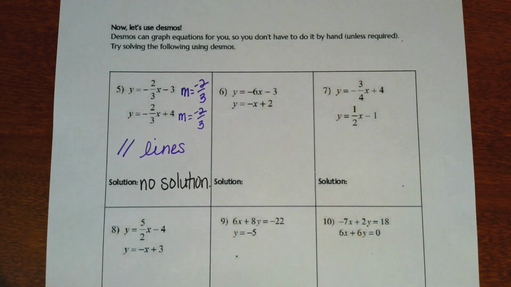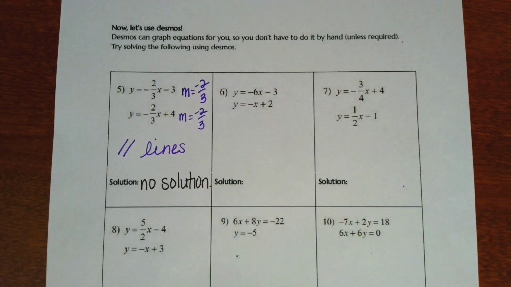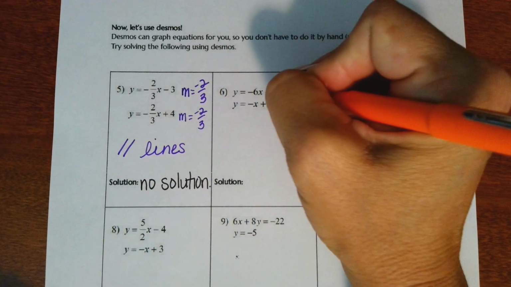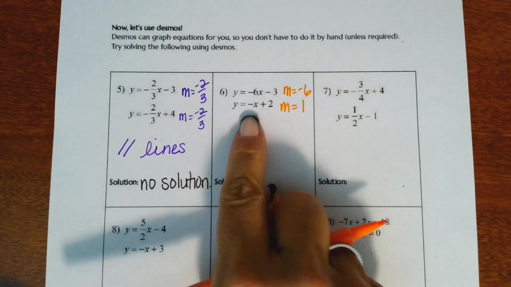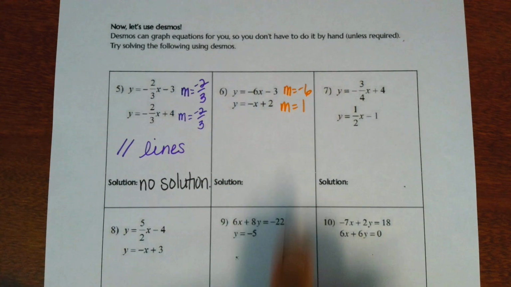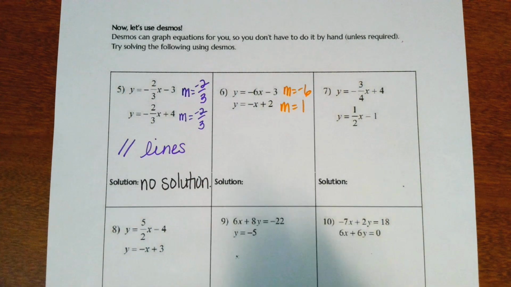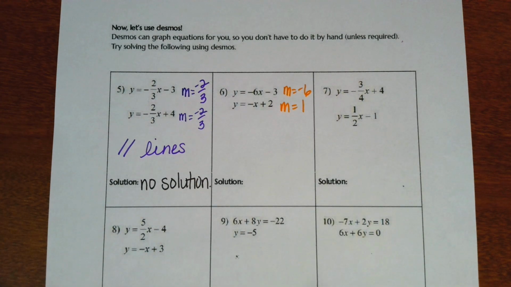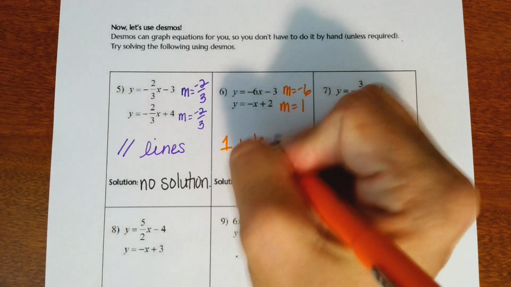Okay, all right, number 6. I notice this slope is negative 6, and this slope is negative 1. So they have different slopes. Okay, they are not identical. So when I go plot these in a calculator, I'm going to notice that there's going to be one intersection.